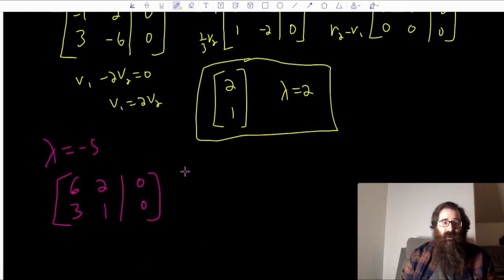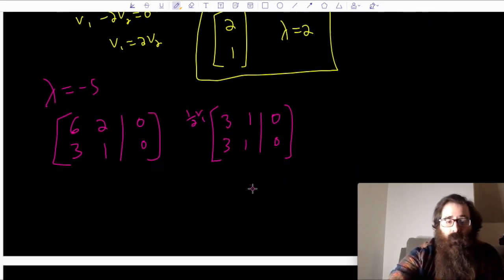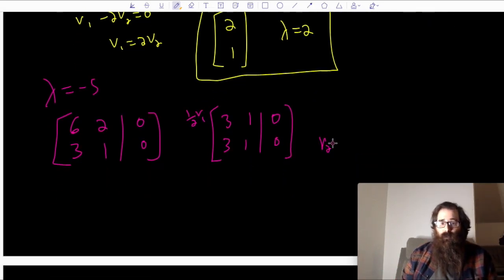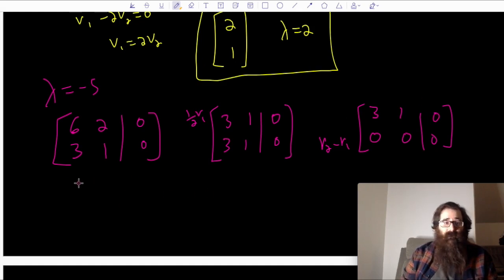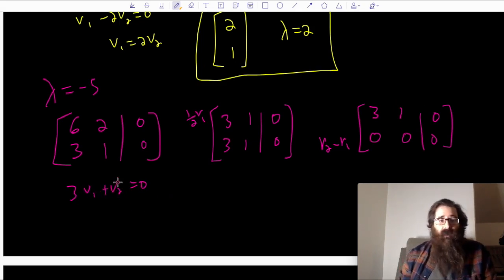And here we can see if I scale row 1, we'll do 1/2 row 1. It's going to give me 3, 1 augmented with 0. Row 2 is identical. So then I can eliminate row 2, replacing with row 2 minus row 1. Gives me a row of all zeros at the bottom. And my row 1 is 3, 1 augmented with 0. Let's build a vector from this. So we have 3 times v1 plus v2 equals 0. If I solve for v2, we'll say v2 is equal to negative 3 times v1.